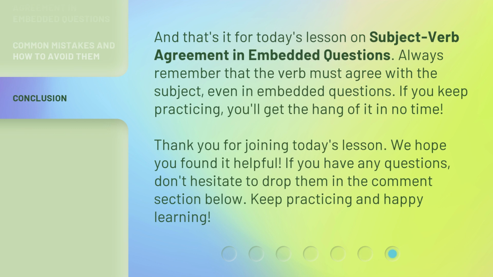And that's it for today's lesson on subject-verb agreement and embedded questions. Always remember that the verb must agree with the subject, even in embedded questions. If you keep practicing, you'll get the hang of it in no time.